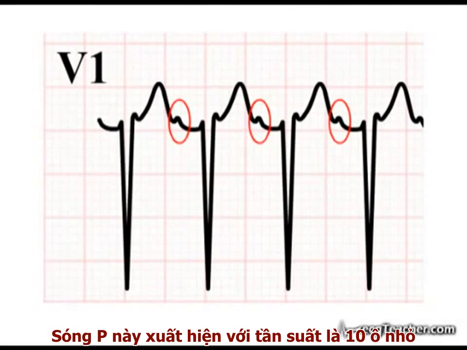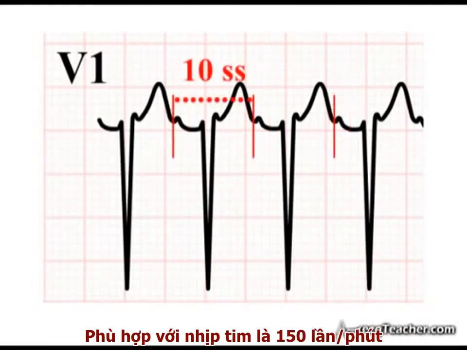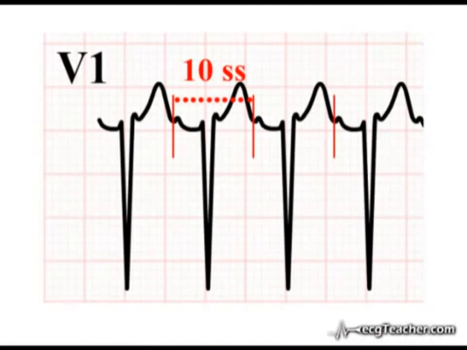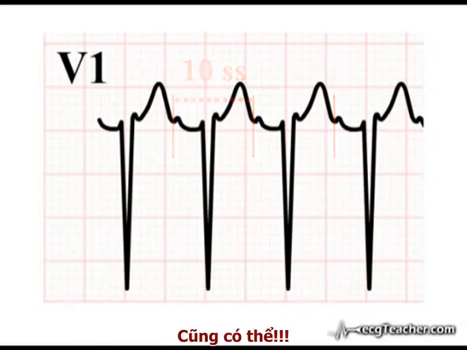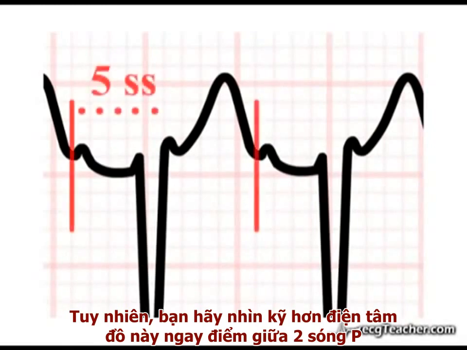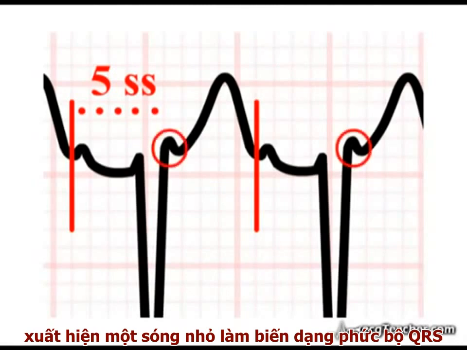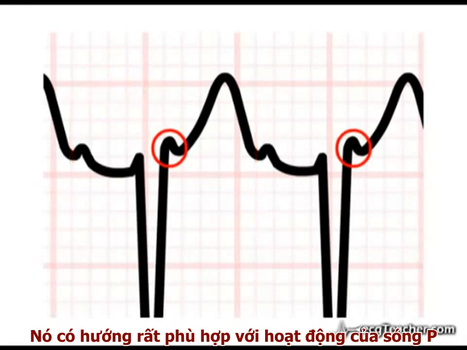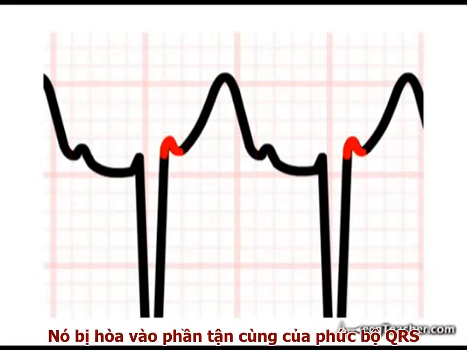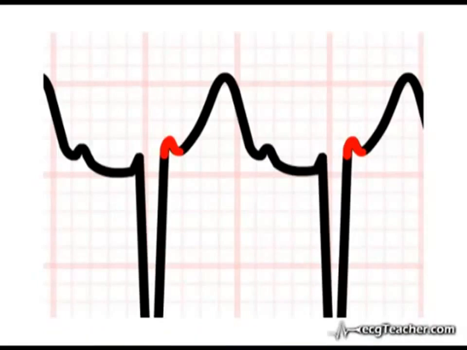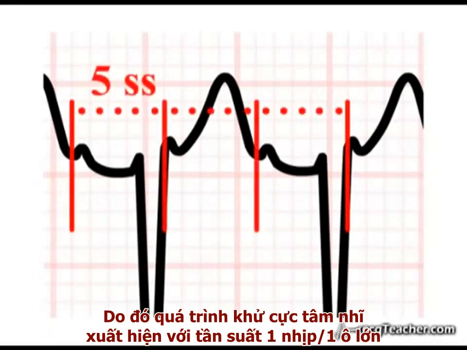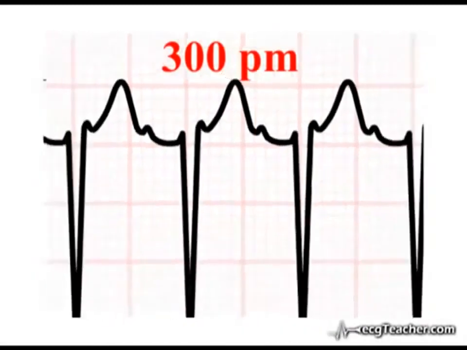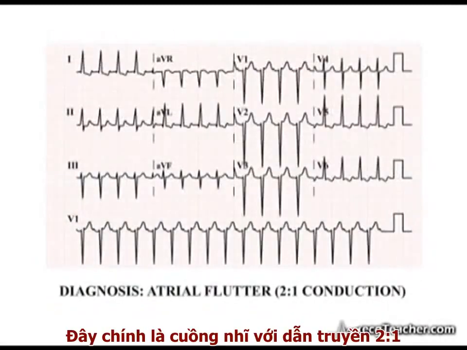These putative P-waves are present at intervals of 10 small squares, that is, at a rate of 150 per minute. So could this be a sinus tachycardia arising in response to hypoxia? It could be. However, closer analysis of the readout at a point exactly halfway between P waves shows this consistent distortion of the QRS complex. It is of the correct orientation and represents P wave activity fused with the terminal portion of the QRS complex. So atrial depolarization is occurring at a rate of once every large square, that is 300 times per minute. This is atrial flutter with 2:1 conduction.